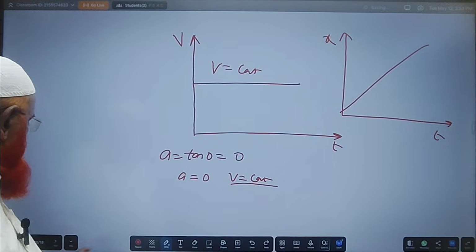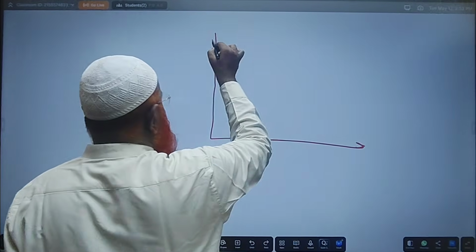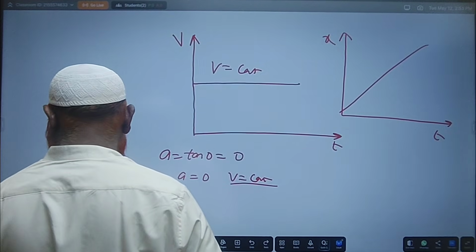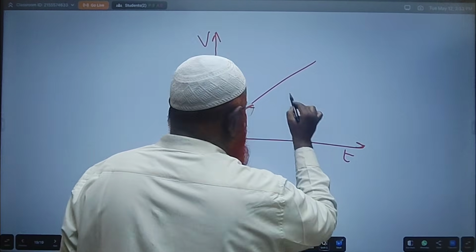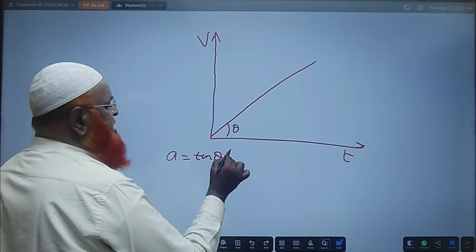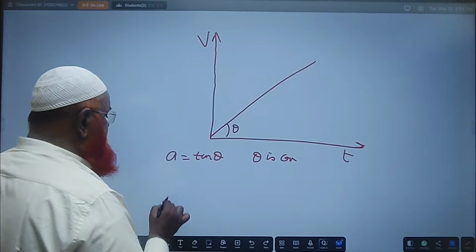Clear? Okay. So next, if I consider a graph like this, I am drawing a line like this here. Just now, what did I explain? Horizontal line. So what is this? This is angle theta, this is velocity and this is time. So what does this graph represent? Acceleration is equal to tan theta. Here theta is constant. Here also, this is the clue you have to remember.